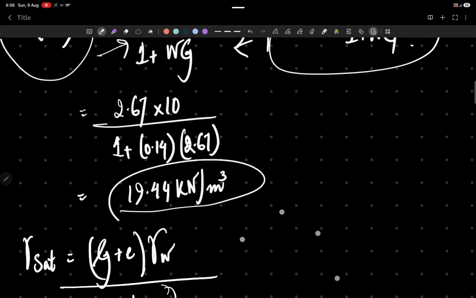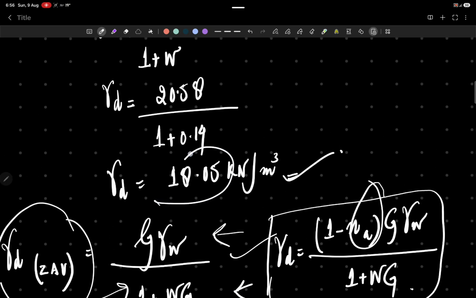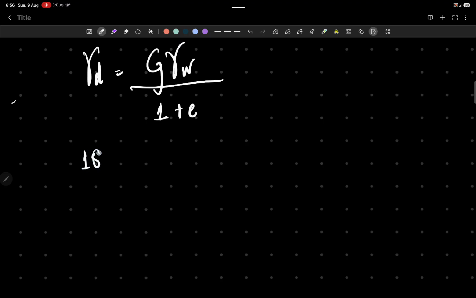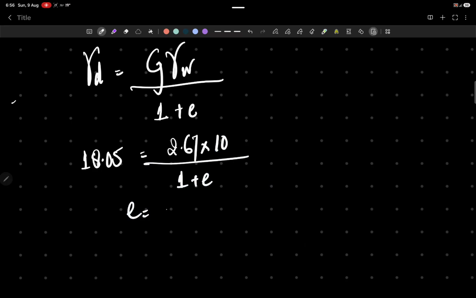Dry unit weight we have calculated in the very beginning. It was 18.05 kilonewton per cubic meter. G we have to use as 2.67. Unit weight of water is 10. Using e = G·γw/γd − 1, i.e. γd = Gγw divided by 1 plus e, by calculations, e is equal to 0.479 in this case.